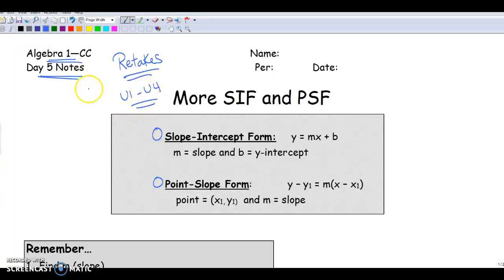All right, and then look at the board. It's got the details on the dates and the times. You can let me know what date you're going to retake it later, but that's just something to be aware of.